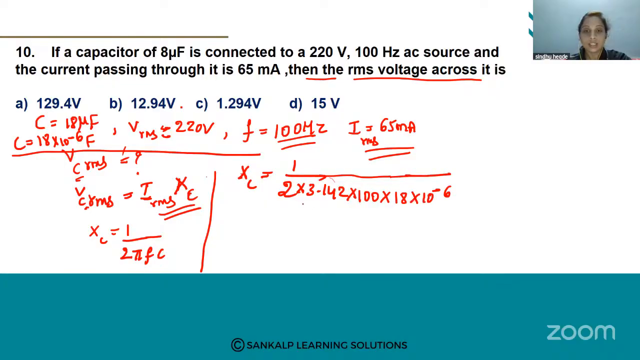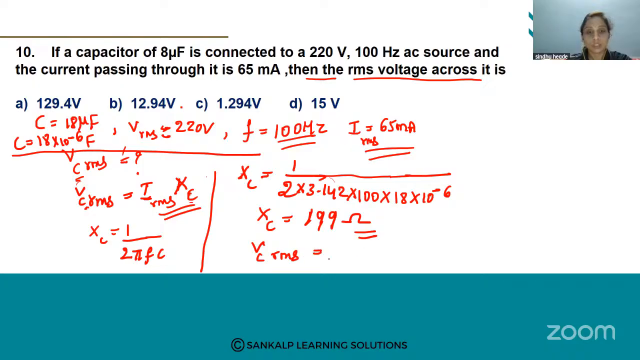Divide these things. What do you get? XC is equal to 199 ohm. Okay. Capacitive reactance is measured in ohm. So XC is 199 ohm. Now we have got XC, so let us put it in the formula and calculate VCRMS.